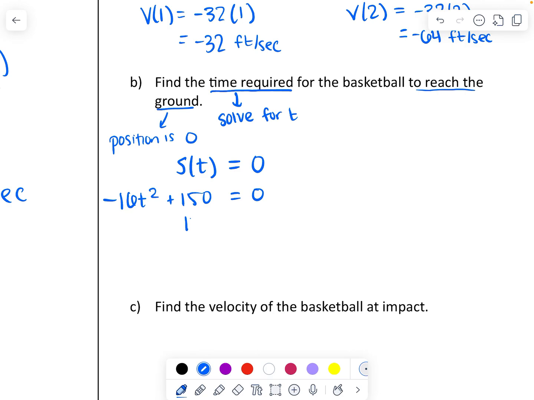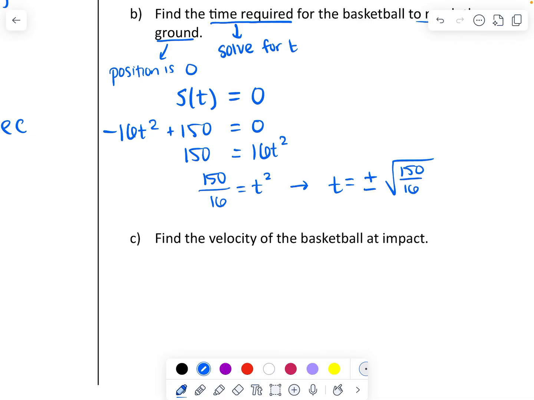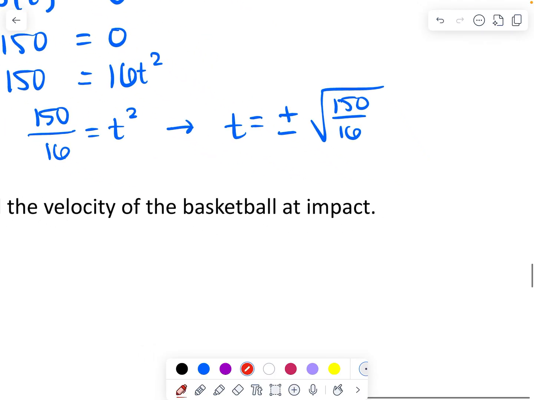So I'm going to add the 16t squared. I'm going to divide both sides by 16. And then I'm going to take the square root, and because I'm taking the square root, I will get plus or minus the square root of 150 over 16. Okay, we now are going to ignore this negative because the time won't be negative, right? Can't be negative. We're not going to have a negative time. So we're only going to have our positive answer.